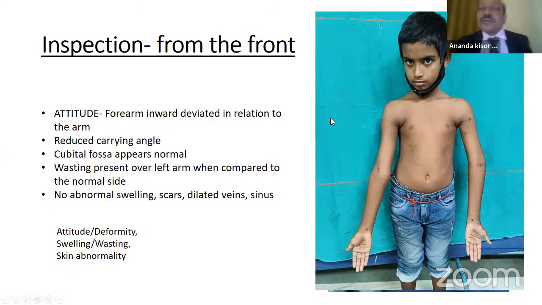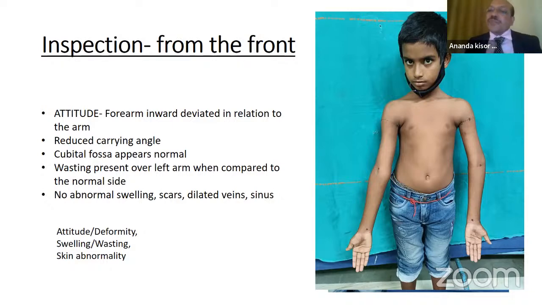Now, usually it is asked, what is your diagnosis? You can tell it is a case of cubitus varus deformity of 4 months duration following a malunited supracondylar fracture. Now, the next question: why are you calling it a cubitus varus? Next question is, why are you telling it is a supracondylar fracture? And the next question will be, why are you telling it is a malunited supracondylar fracture?